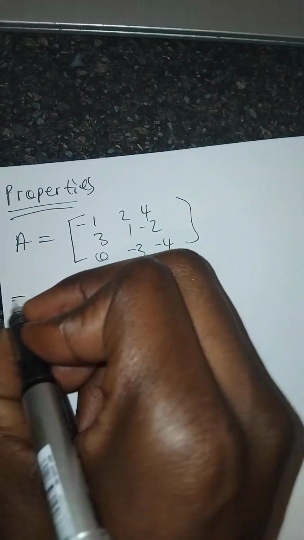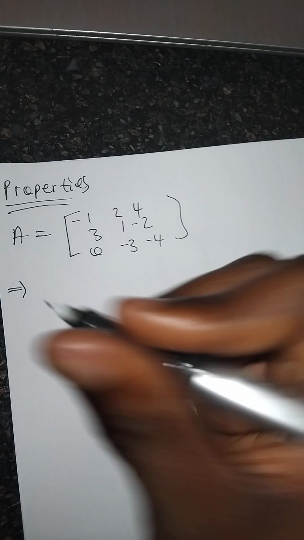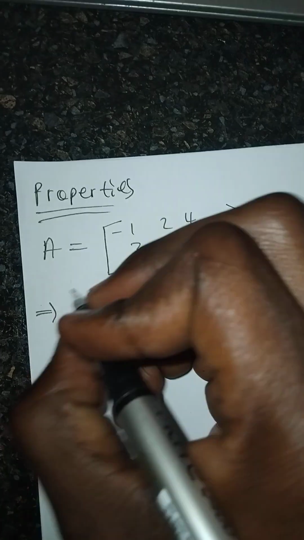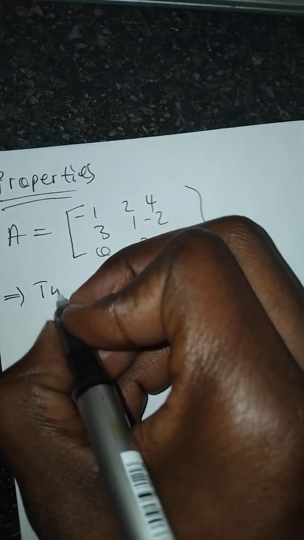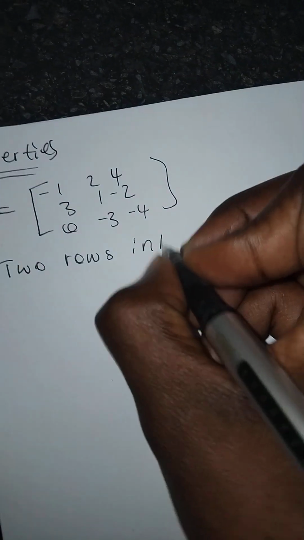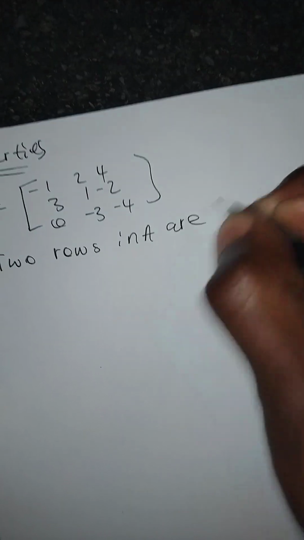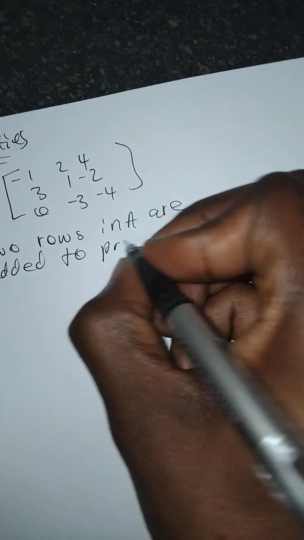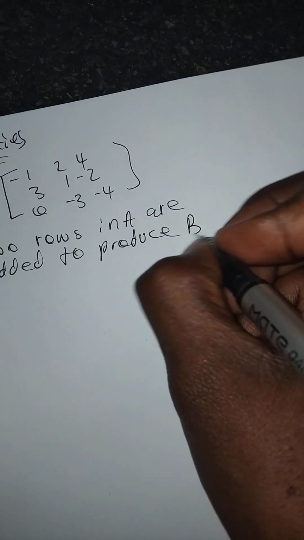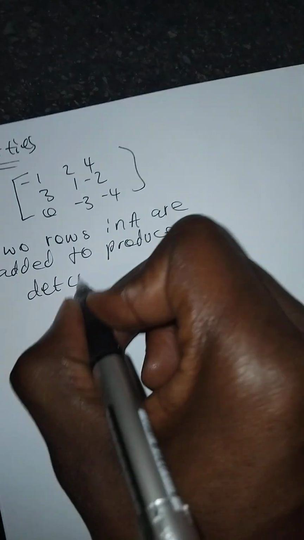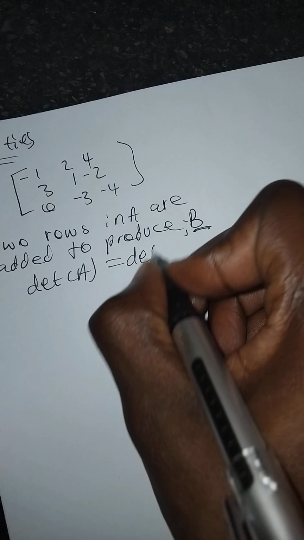Okay, so how the properties work, the first one, they will tell you, actually this is the one that you have to know. They won't tell you, but from the matrix you will see maybe this is what they will have done. If two rows in A are added together to produce B, new matrix B, okay, then determinant of A is the same as determinant of B.